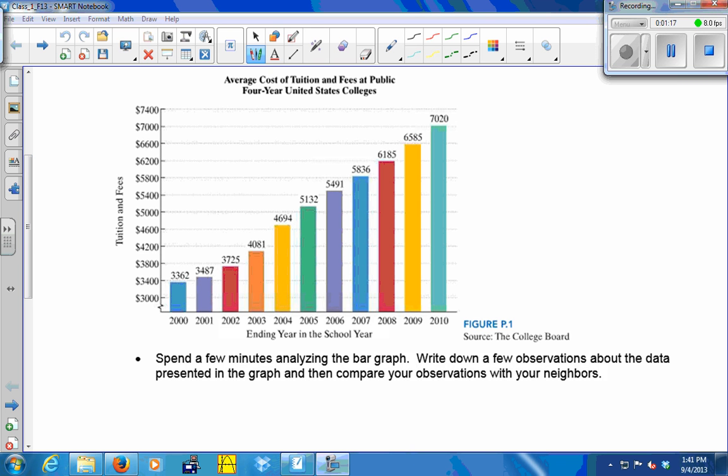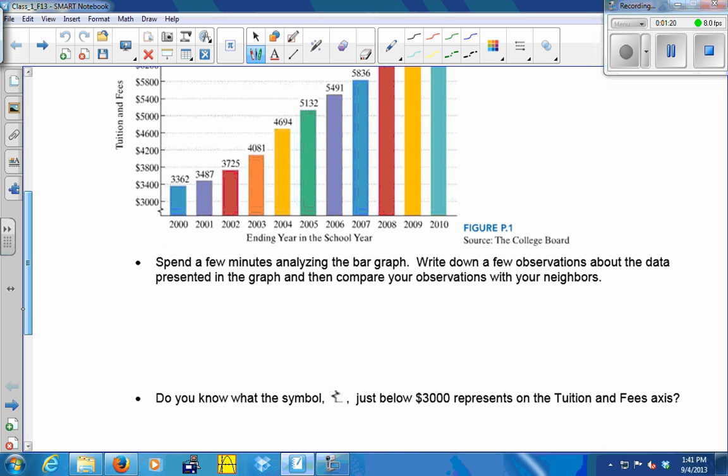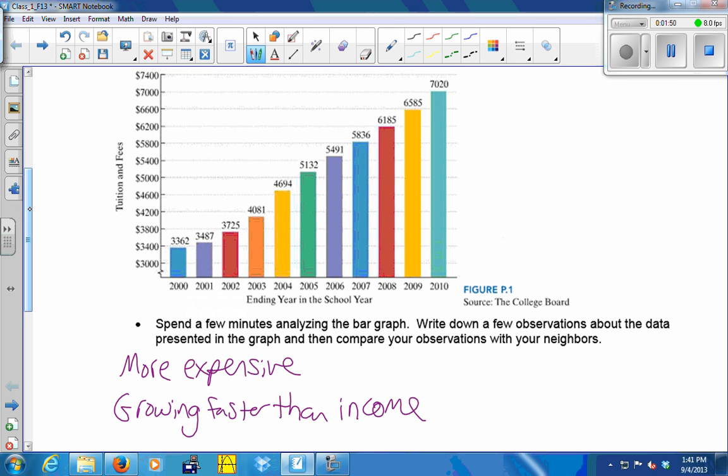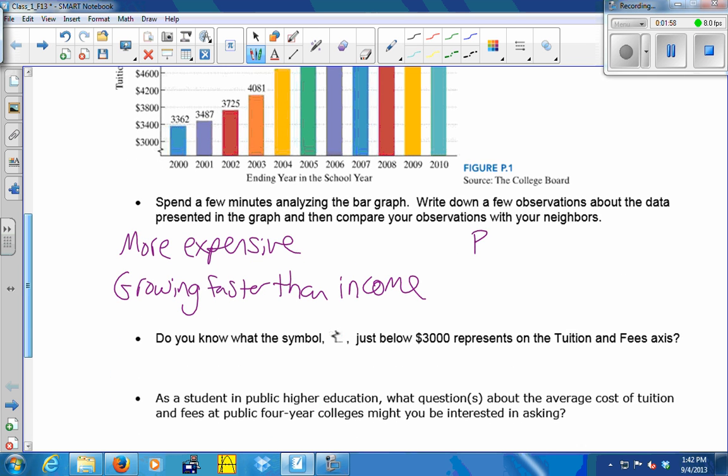Okay, what are a few observations that you came up with? Okay, that is a really good observation. But people don't make more money, right? So it's growing faster than inflation. Or we should say growing faster than income, right? Because income basically grows with inflation. These prices are growing past inflation because these have already been adjusted. Yeah. Big jump.